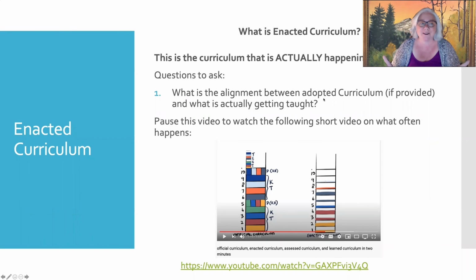Okay, welcome back. Part two about what is curriculum. So in this part, I'm talking about enacted curriculum. This is the curriculum that actually is happening in the classroom. This is what teachers teach and what students learn. So I'm going to go over some questions to ask ourselves with regard to our enacted curriculum.